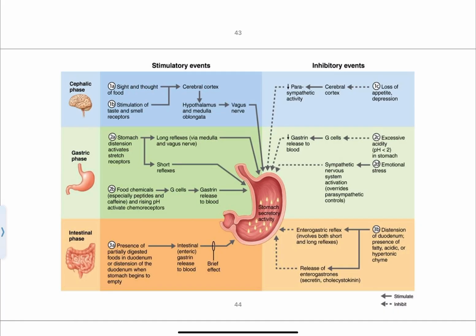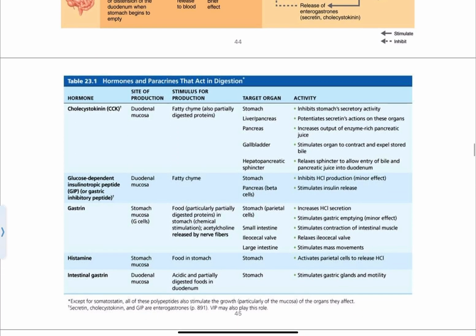So here's a nice little table of what's going on, with things that would stimulate gastric secretion and others that would inhibit it over here, comparing that to the three different phases that we've talked about. I would go through this chart and make sure you understand what's going on with these different phases of gastric secretion.